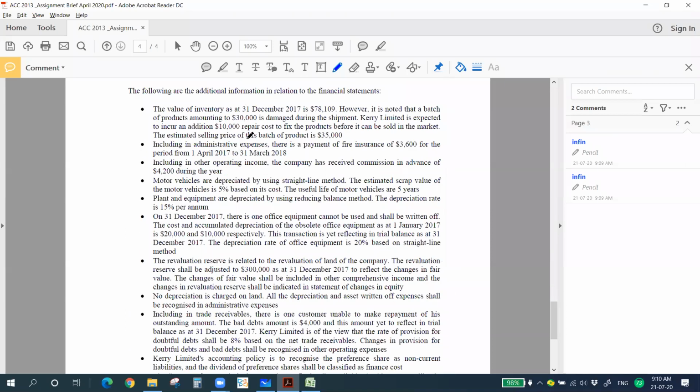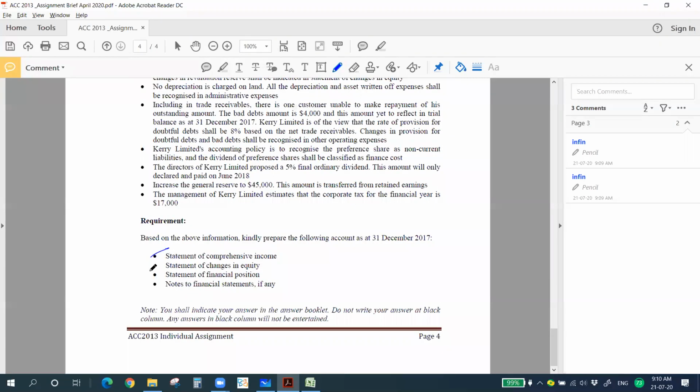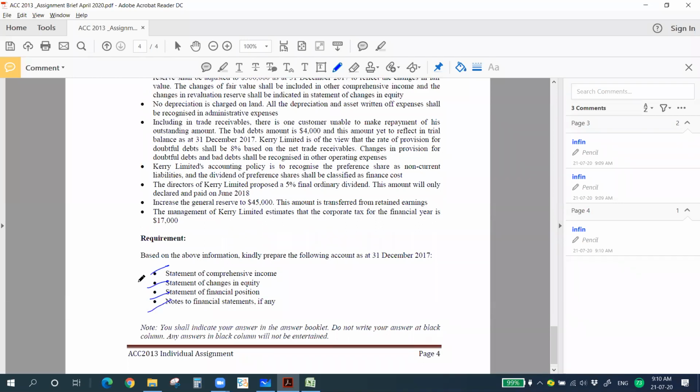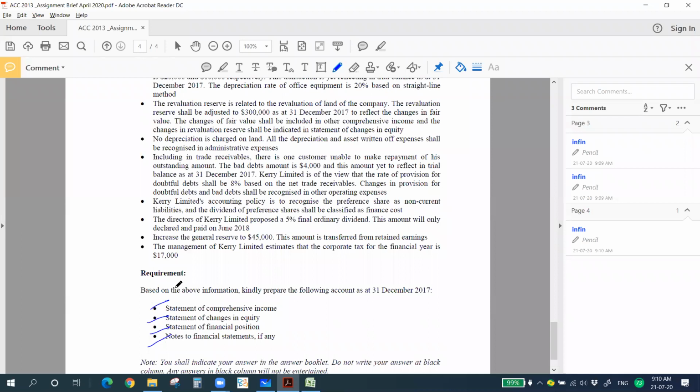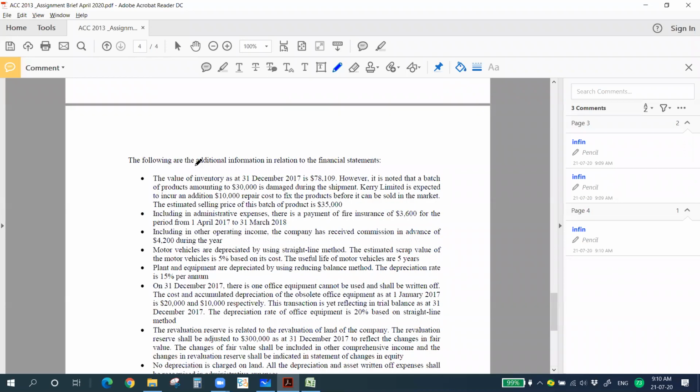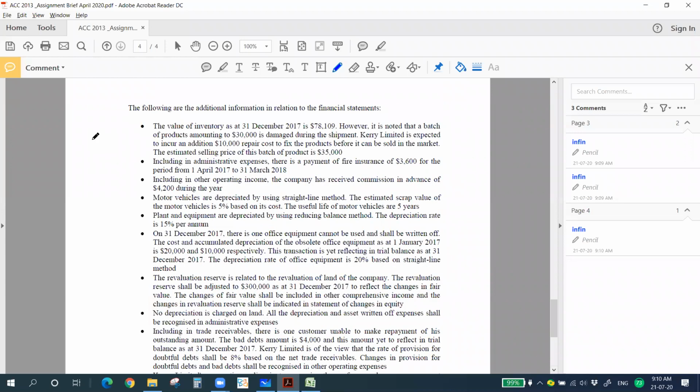So what is the requirement? The requirement is to prepare the statement of comprehensive income, statement of changes in equity, statement of financial position, and lastly, notes to the financial statements if we have this item. So we start from the first one. Guys, are you ready?